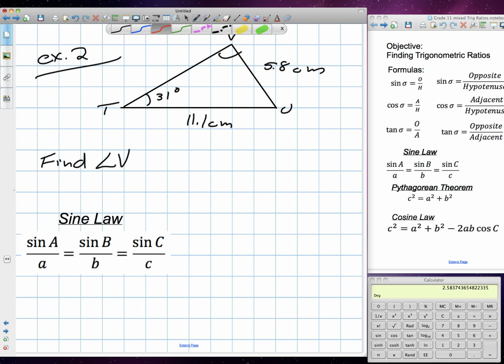I'm going to call this our A, which makes this side A. I'm going to call this our B, which makes this our side B. And I'm going to call this our C, which makes this our side C. Now I'm going to plug them into our sine law. Our sine law says sine of angle A, which is what? 31 degrees. Divided by, what's the measurement of side A? 5.8 centimeters. Sine B, we don't have the measurement of, so leave it as B. Sorry, I'll do that in blue.